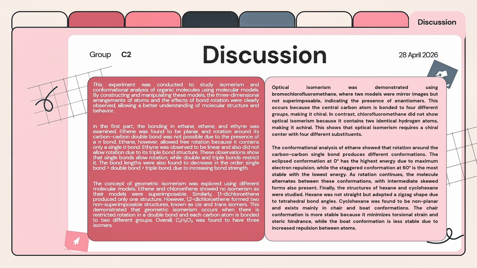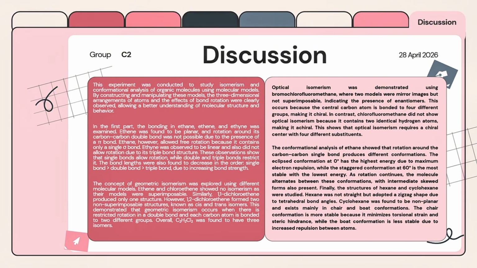This experiment was conducted to study isomerism and conformational analysis of organic molecules using molecular models. By constructing and manipulating these models, the three-dimensional arrangement of atoms and the effect of bond rotation were clearly observed, allowing a better understanding of molecular structure and behavior.